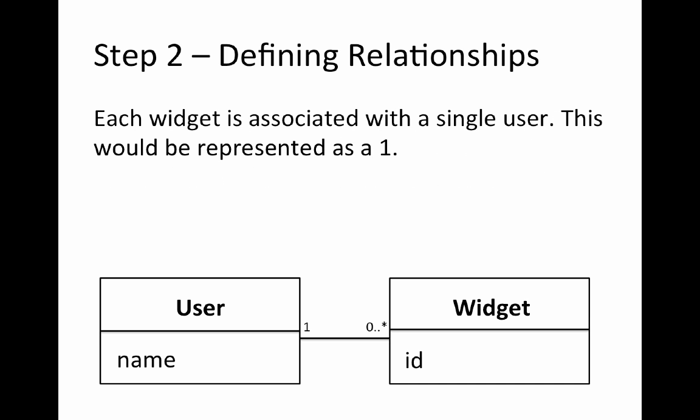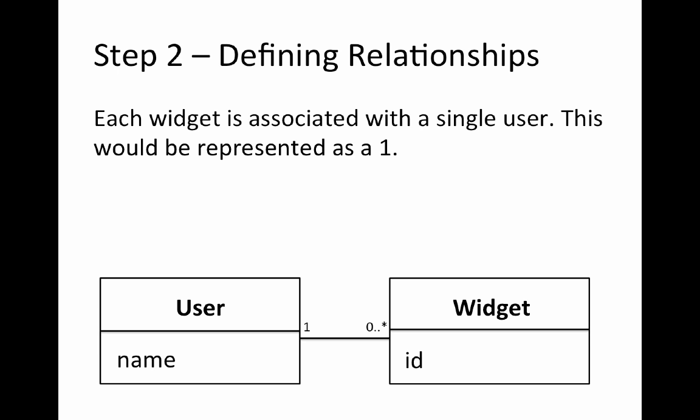So how do we specify the inverse of that relationship? Each widget is associated with a single user. So we would represent this by simply placing a 1 next to user above the relationship line. Now, if each widget could be owned by 3 people, then we would say each widget is associated with 3 people, or 1 dot dot 3, so 1 to 3 people. So we would put that range there.